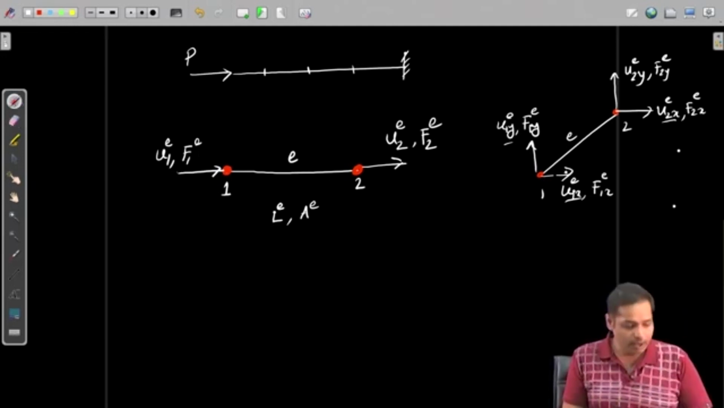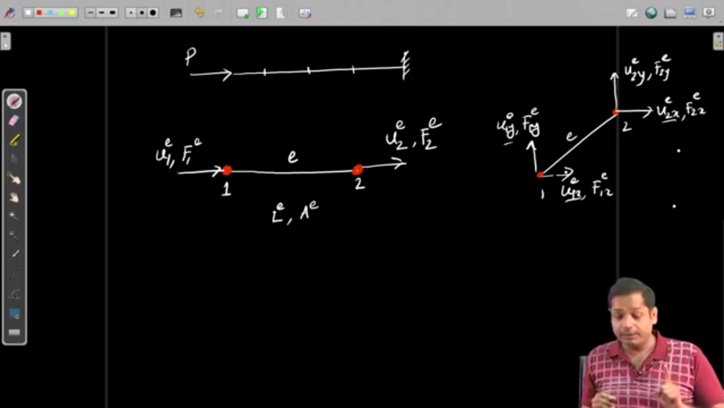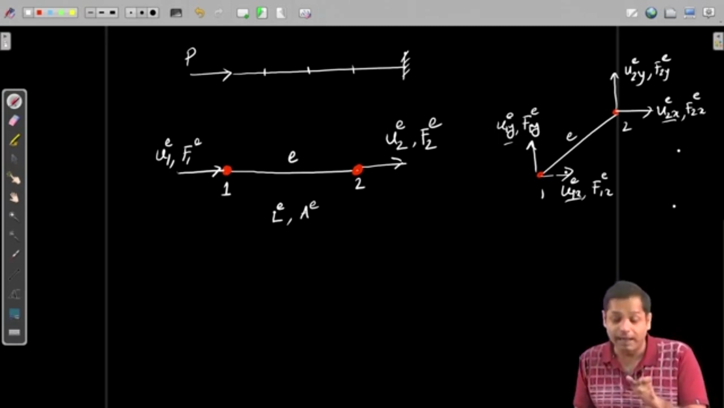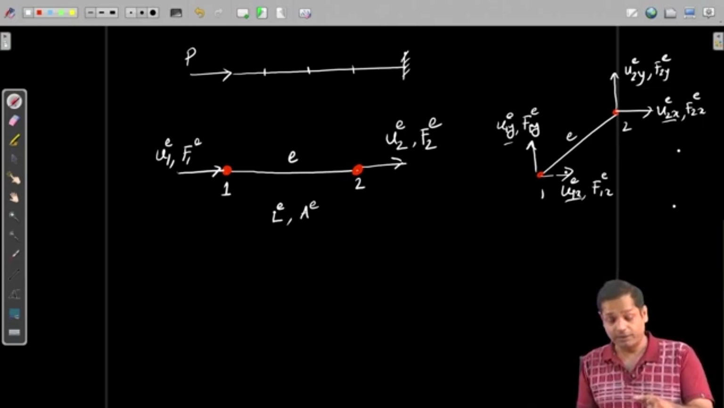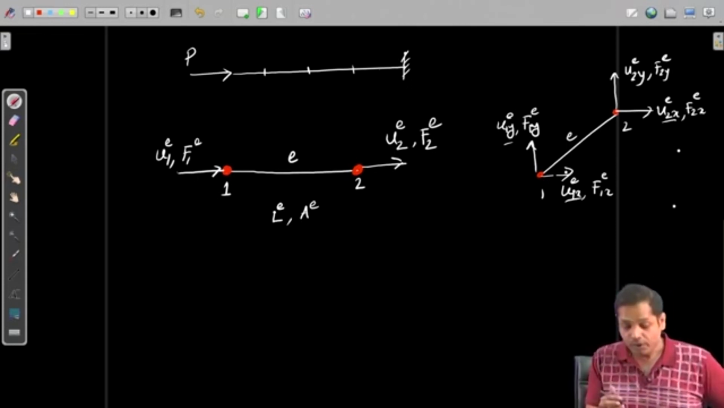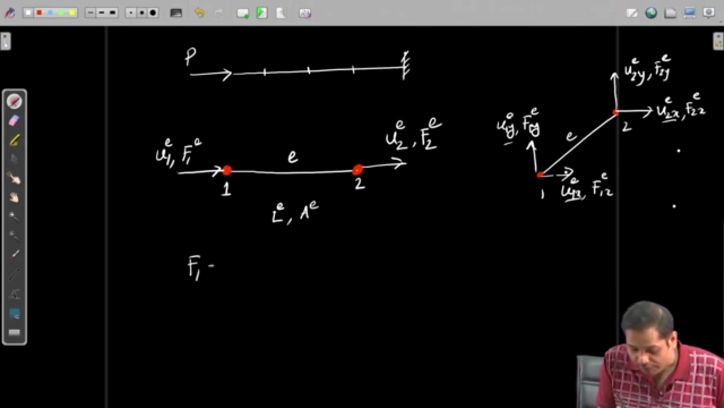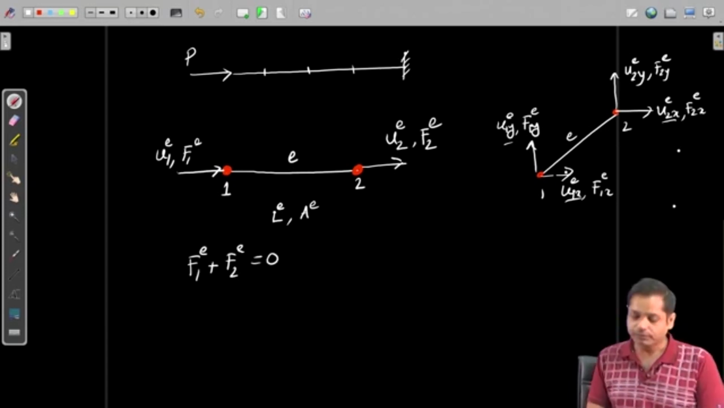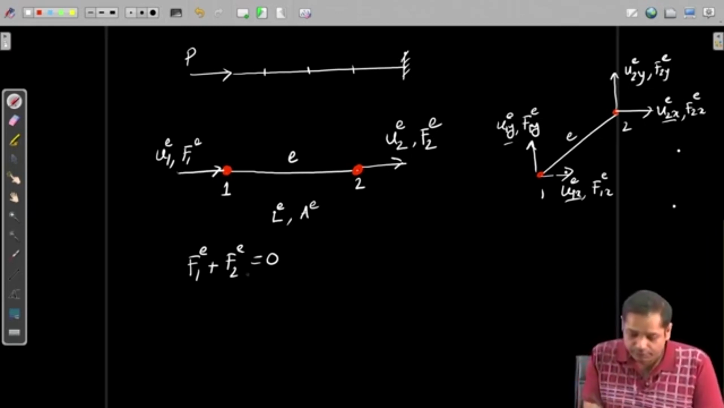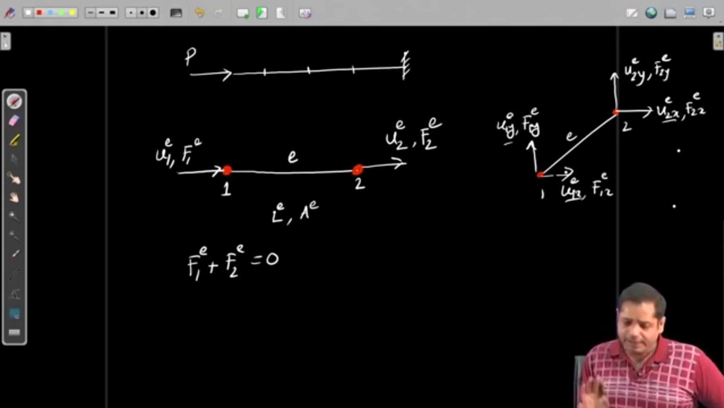this configuration. Now, when we say equilibrium needs to be satisfied, equilibrium at every point needs to be satisfied, so equilibrium at every element level needs to be satisfied. And what does this equilibrium tell us? It tells us that the summation of the forces should be equal to 0. So F1^E plus F2^E should be equal to 0. Right? So this is our equilibrium equation.